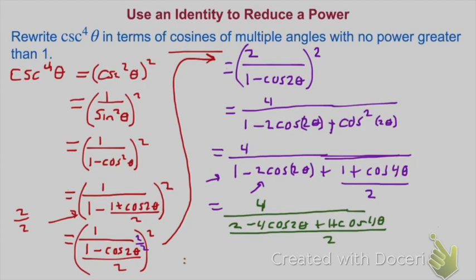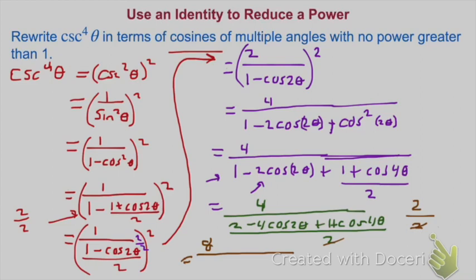Now we need to do the same thing we did earlier. We are going to get rid of our complex fraction by multiplying the numerator and our large denominator by 2 over 2. That cancels these two out. This leaves 8 in the numerator. Our denominator is still really large.